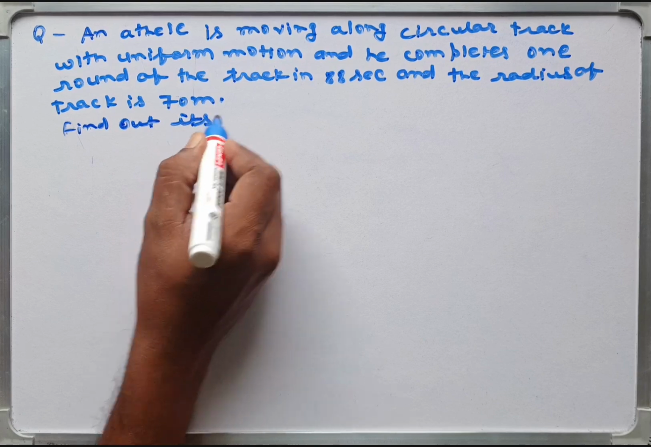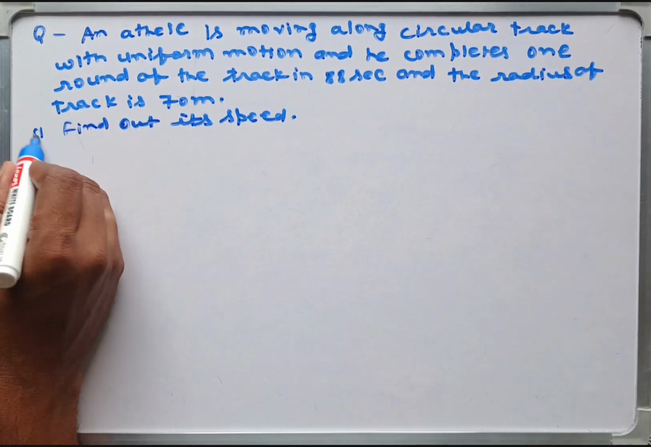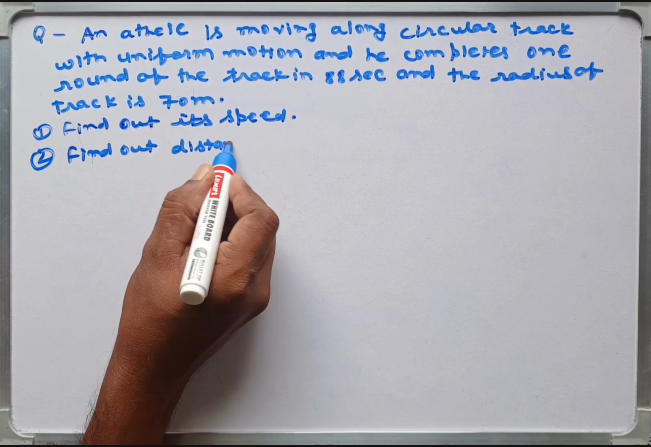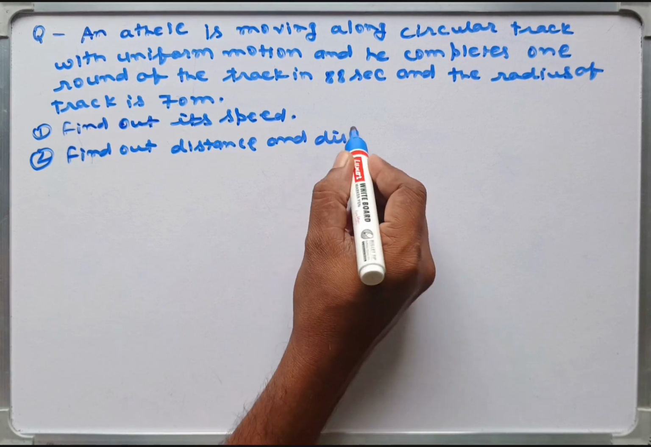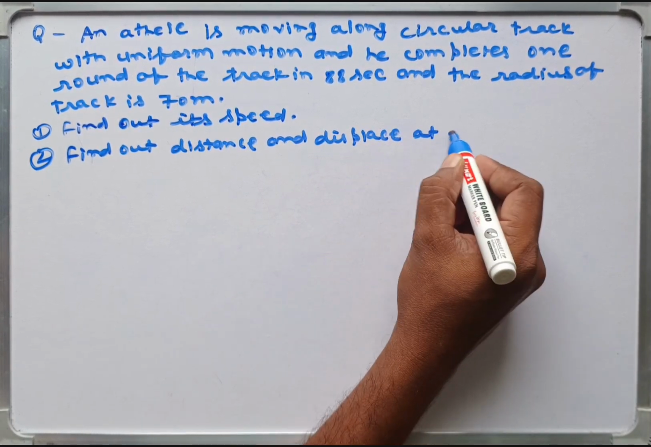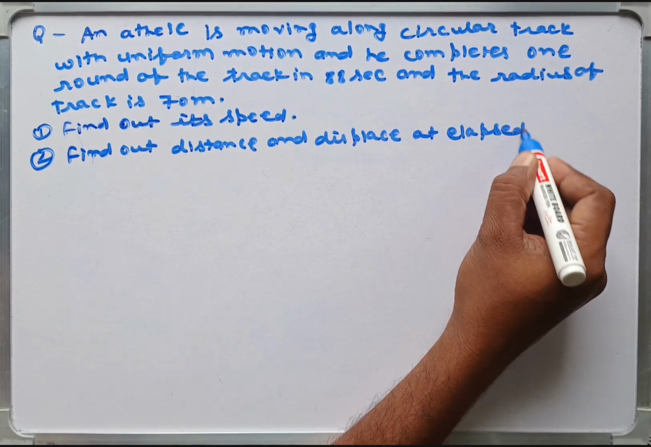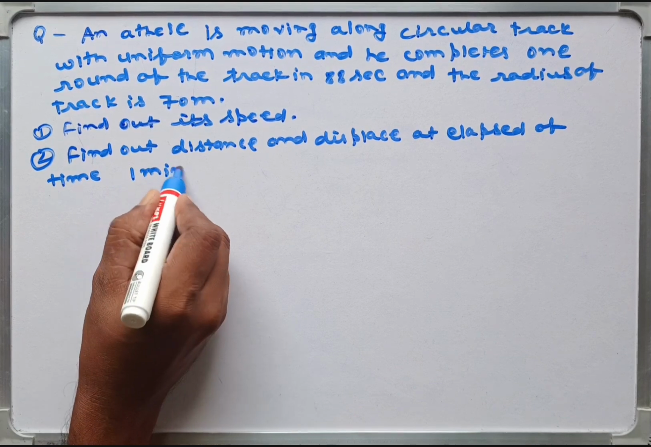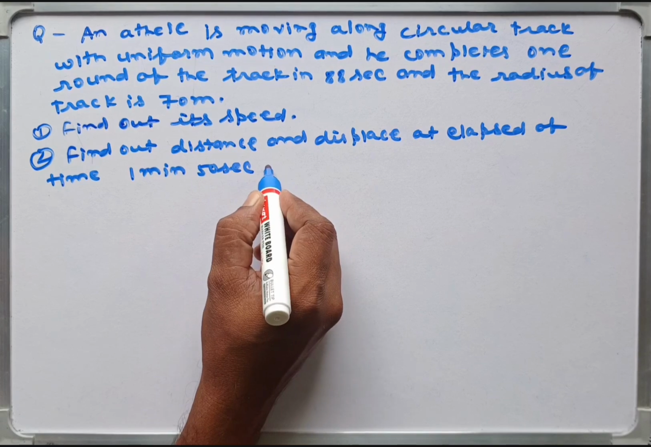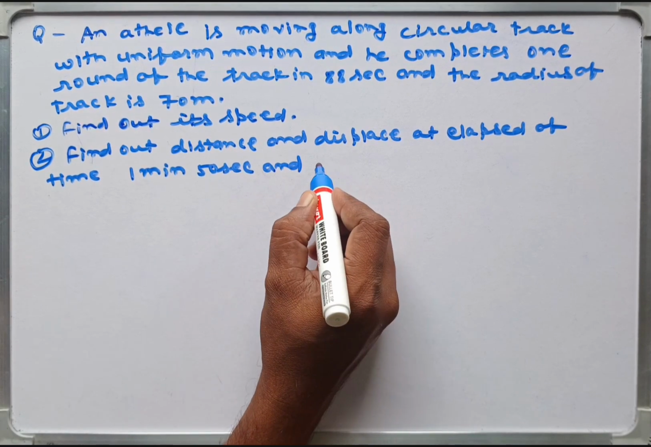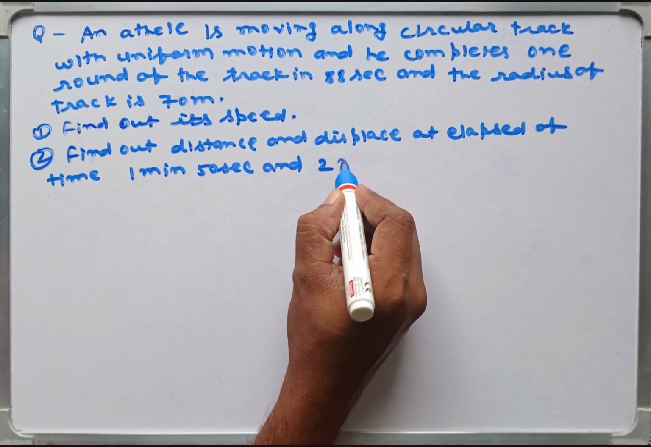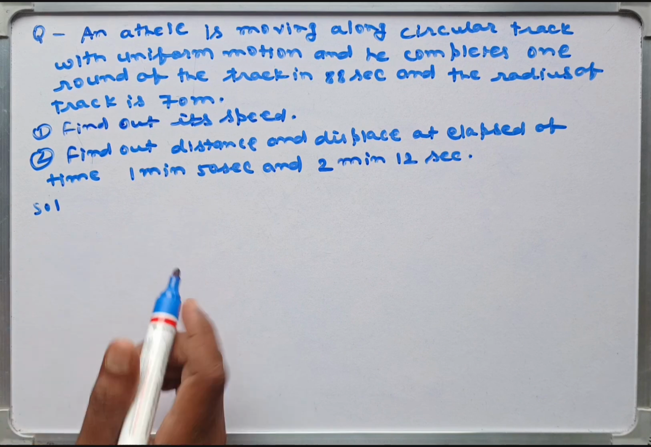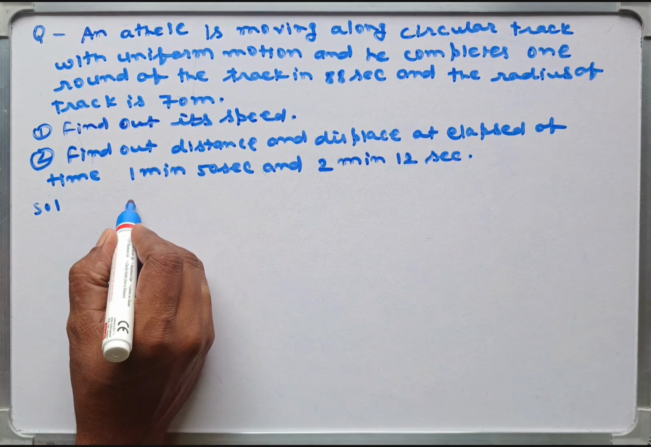The second question is, find out the distance and displacement at elapsed time 1 minute 50 seconds and 2 minutes 12 seconds.